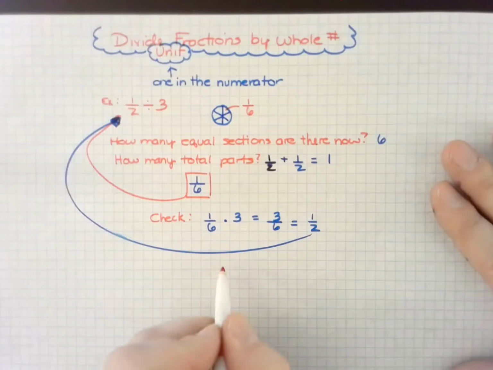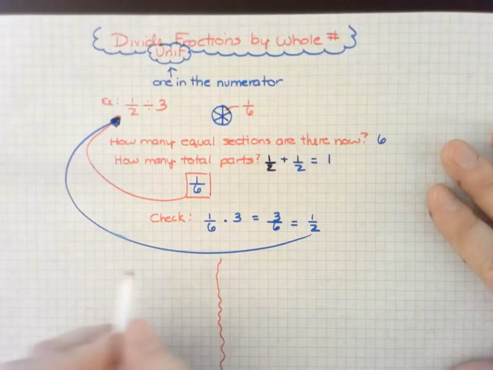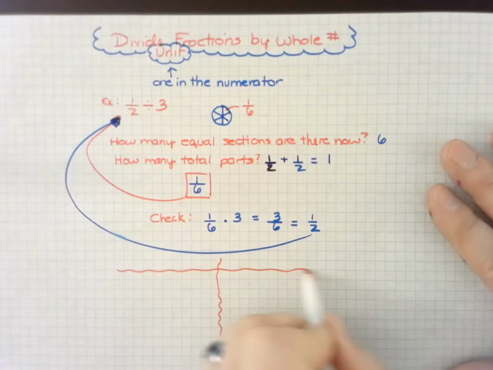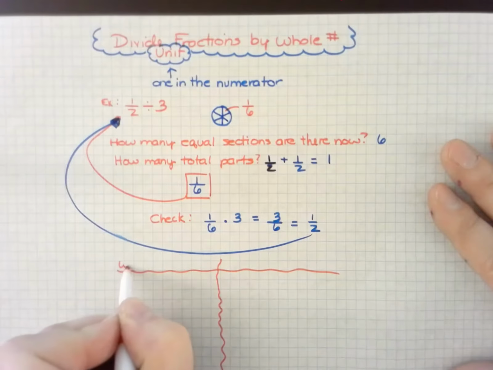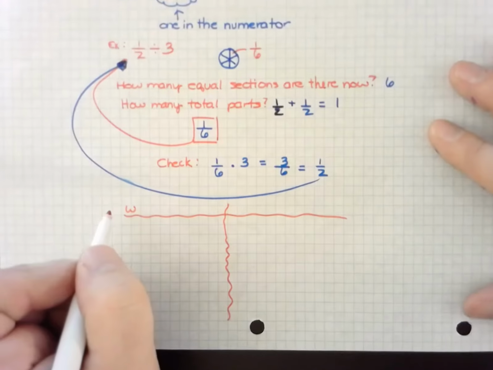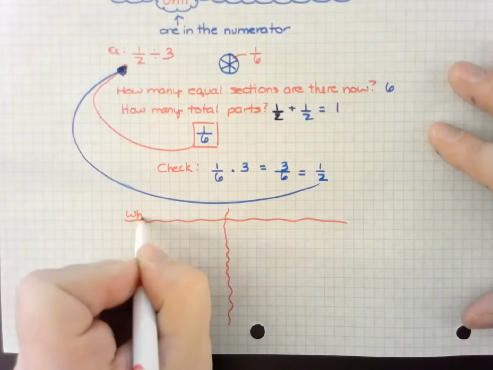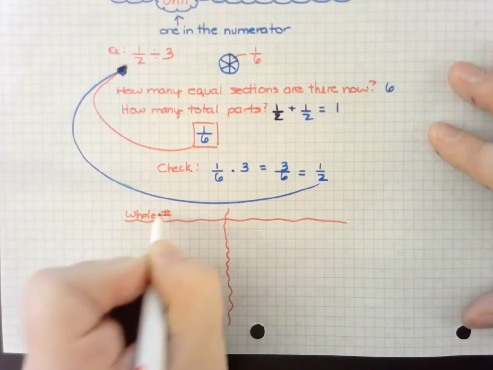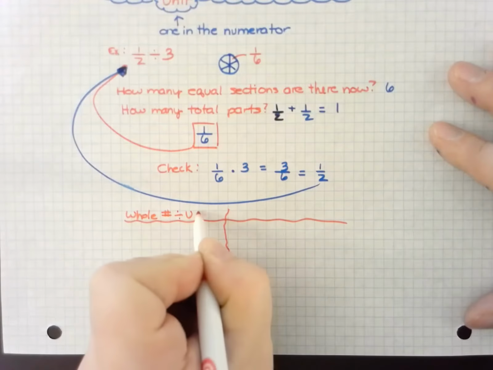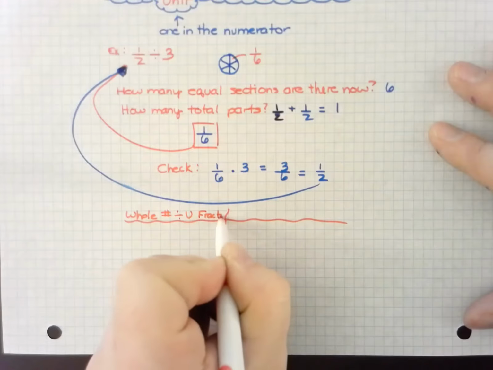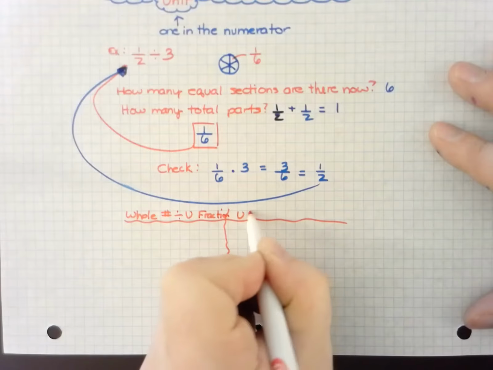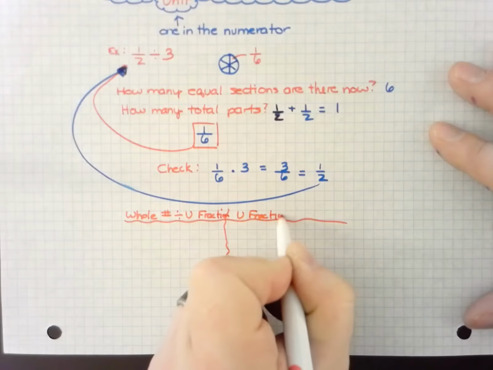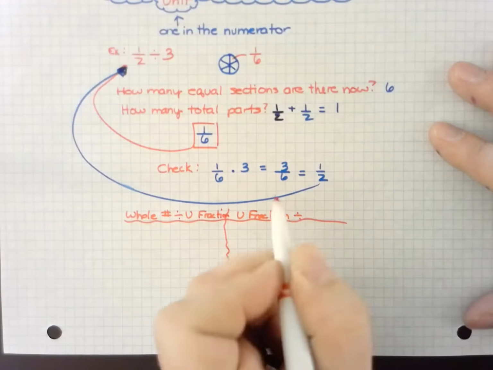To do a quick comparison, we had yesterday a whole number divided by a unit fraction. And today we have a unit fraction divided by a whole number.